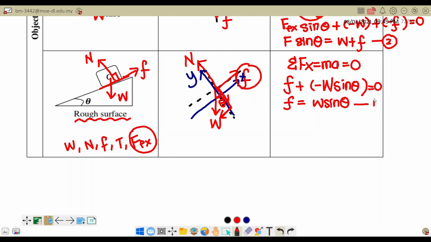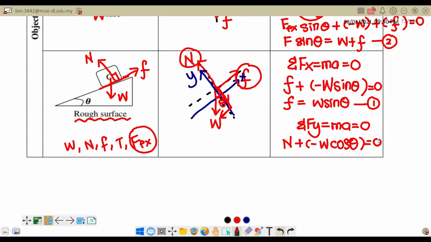First equation. Second equation, of course, is from your Fy, the net force for the y component, which equals ma and also equals 0 because it's static, it's not moving. So for the y component, we have normal force acting upward, and we also have W, the weight, for the y component. So we plus negative weight cos theta and it equals 0. So our normal force will equal weight cos theta. So we have the second equation.